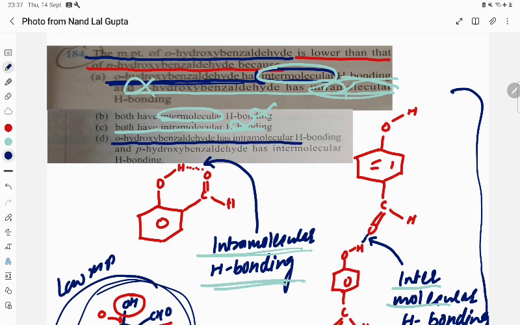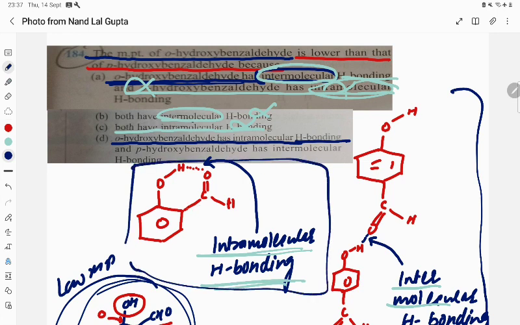Orthohydroxybenzaldehyde has intramolecular hydrogen bonding. So you see here, this is the intramolecular hydrogen bonding, with the CHO group here and this is the OH group. Between them, you will find an electronegative atom is there, and so between this oxygen and hydrogen there is intramolecular hydrogen bonding. As a result, it exists alone, not as an associated molecule. So it gets melted.